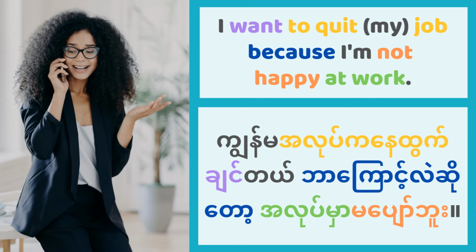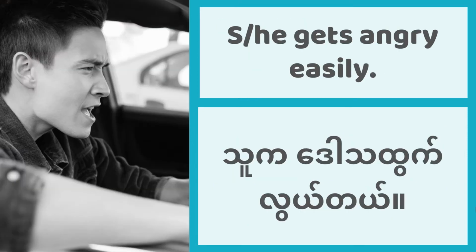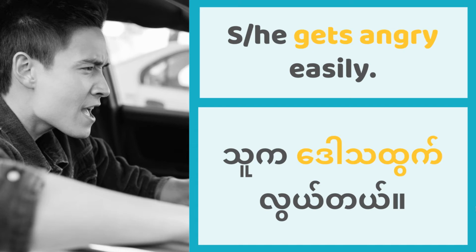Sounding good. On to the next sentence. He or she gets angry easily. They have a short temper. သူကဒေါသထွက်လွယ်တယ်. So which part means to get angry? Yes, ဒေါသထွက်, to get angry.